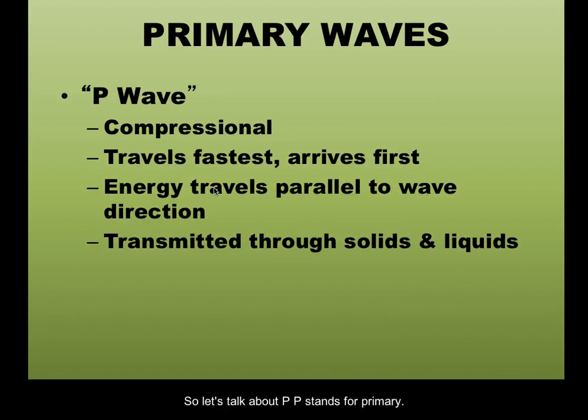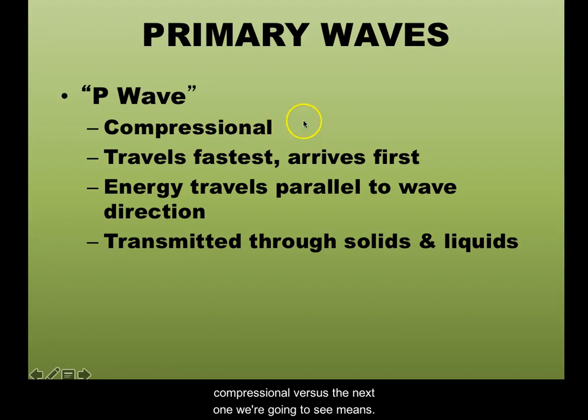So let's talk about P. P stands for primary. It's called primary because it reaches the seismograph first. It reaches the seismograph first because it travels fastest. This is all kind of relative, you've got to understand, but there's different types of energy is what it boils down to. And I've got something to show you to describe what compressional versus the next one we're going to see means.